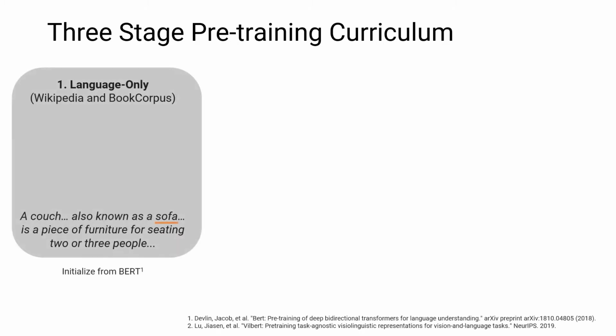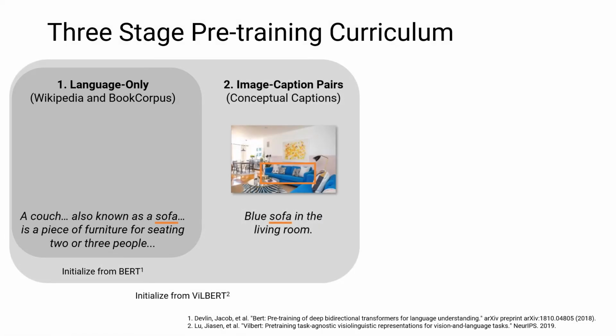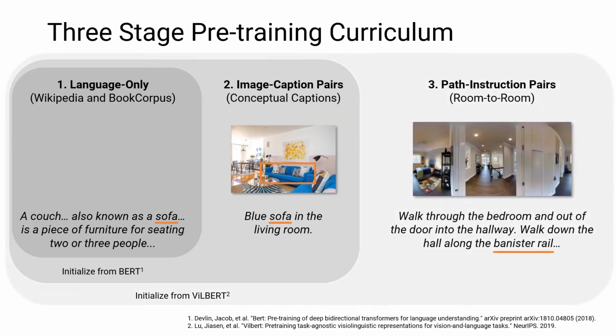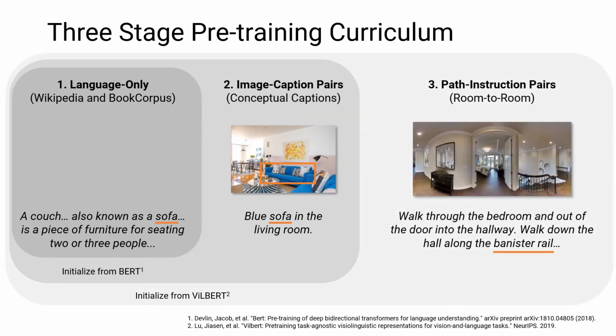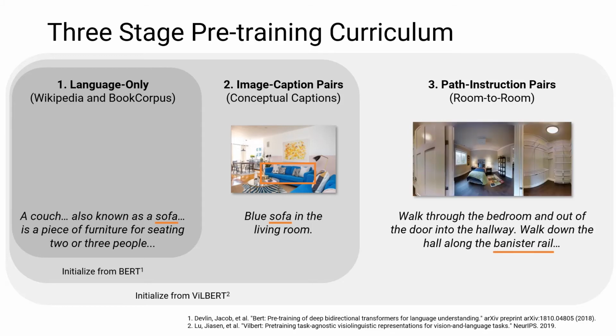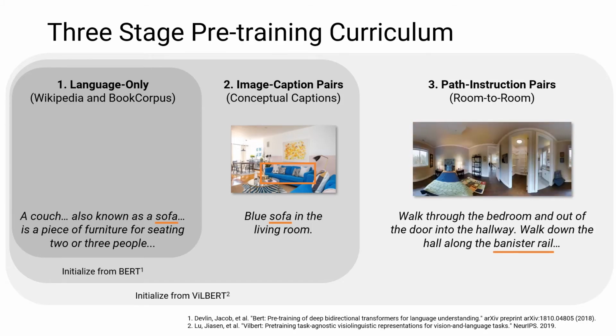Hello, I am Ayush and I will first describe how we train VLN-BERT. In this work, we propose a three-stage pre-training curriculum where we first train on language data. This stage is equivalent to initializing the language stream with BERT weights. Next, we train on static image and caption pairs by initializing with weights from VLN-BERT. In this stage, our model learns to ground captions in static data. And finally, we train on sequential path instruction pairs from the VLN dataset. This stage adapts our model for sequential visual grounding.